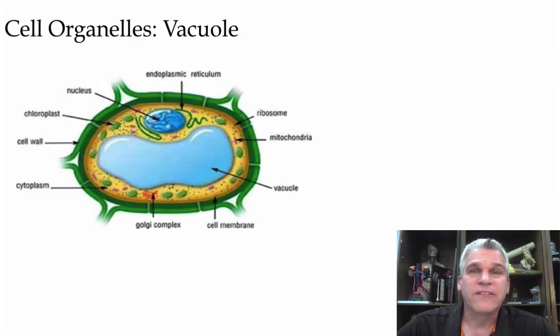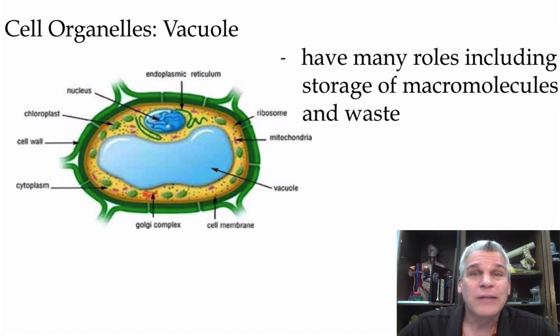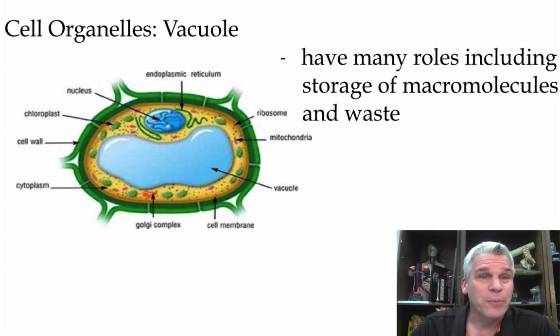Our next organelle is the vacuole. Vacuoles can be found in both plant and animal cells. We're going to take a look at it in the plant cell. They do lots of different things. They can store macromolecules. They can also store waste products in the plant cell. But there are a few other things that it does for the plant as well.